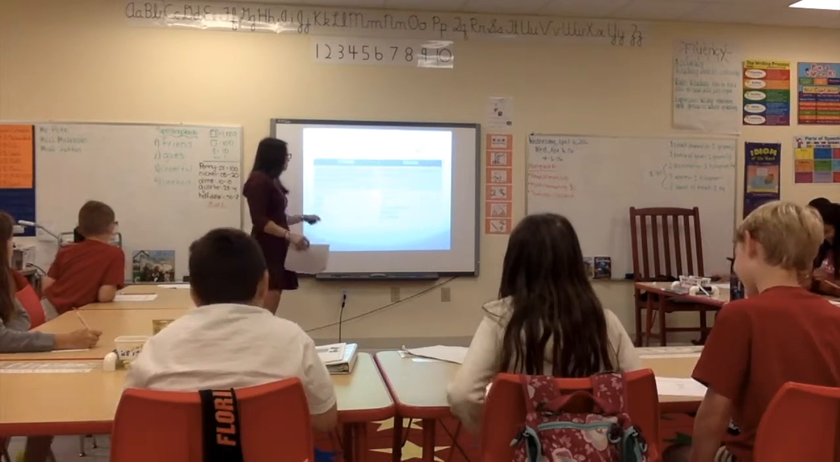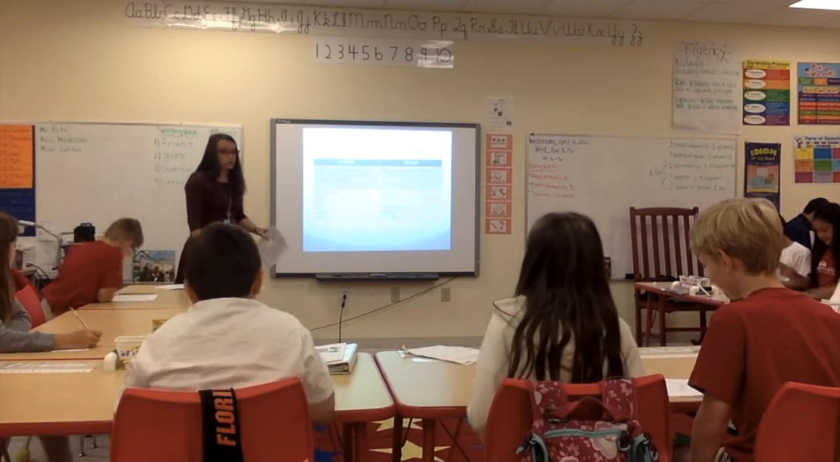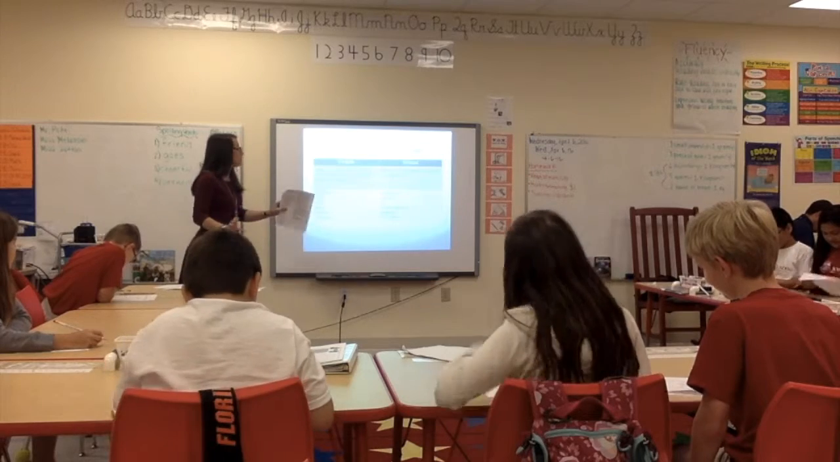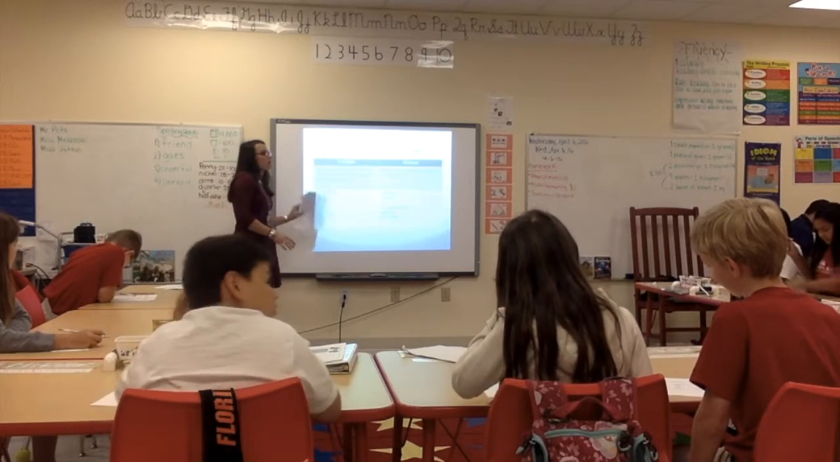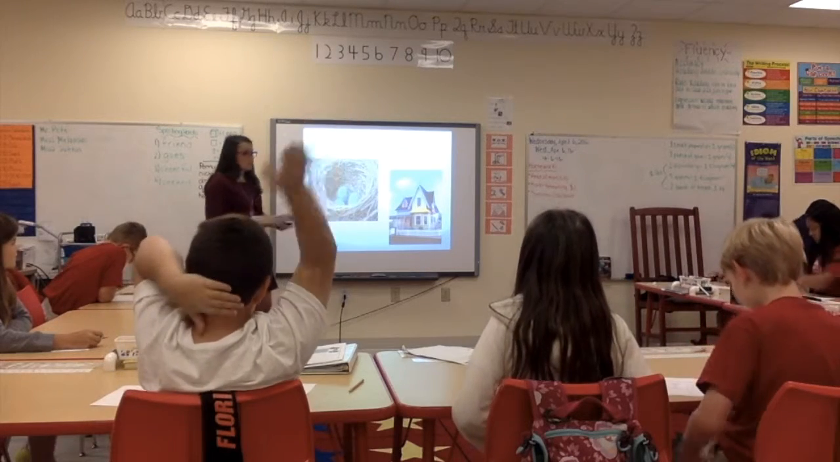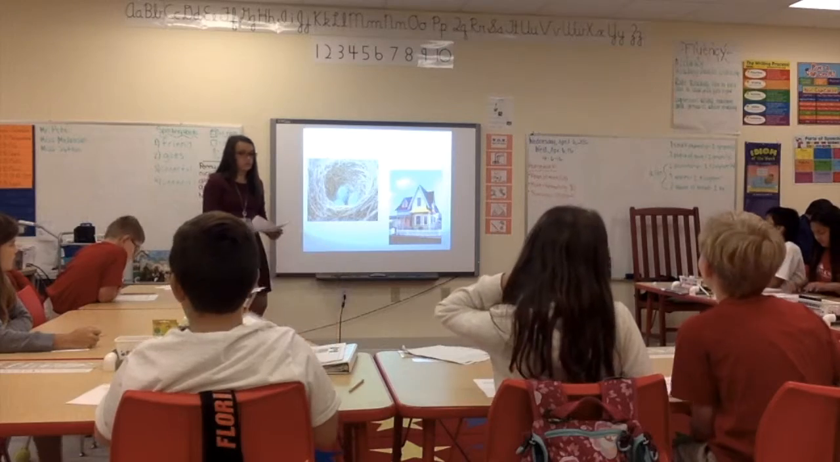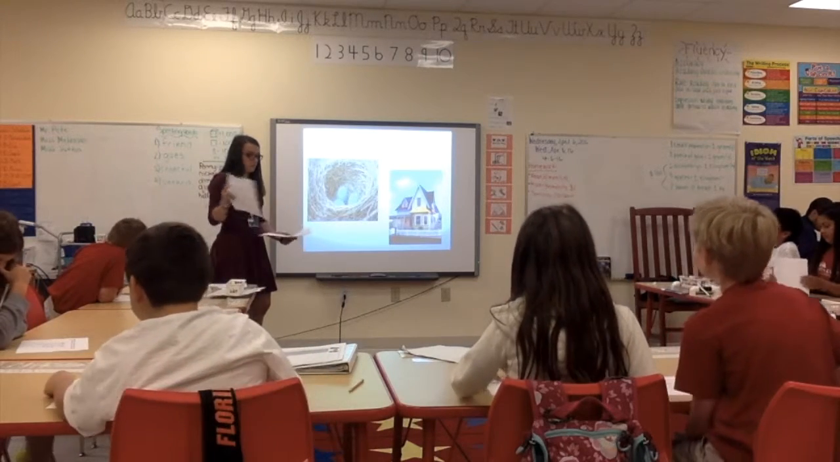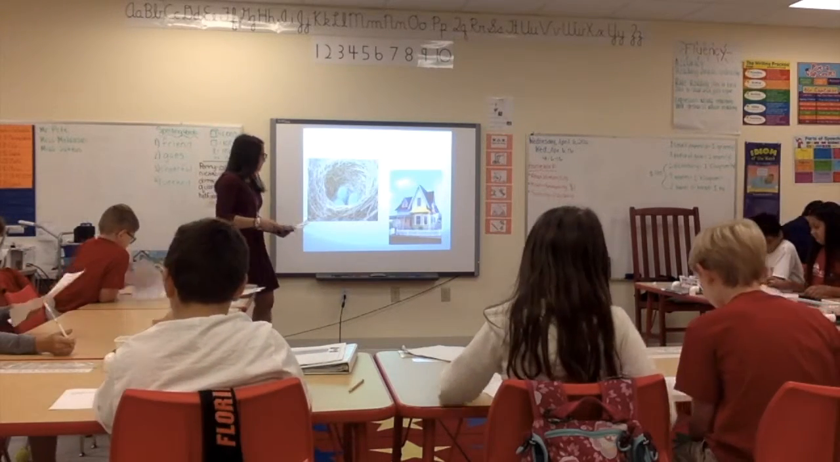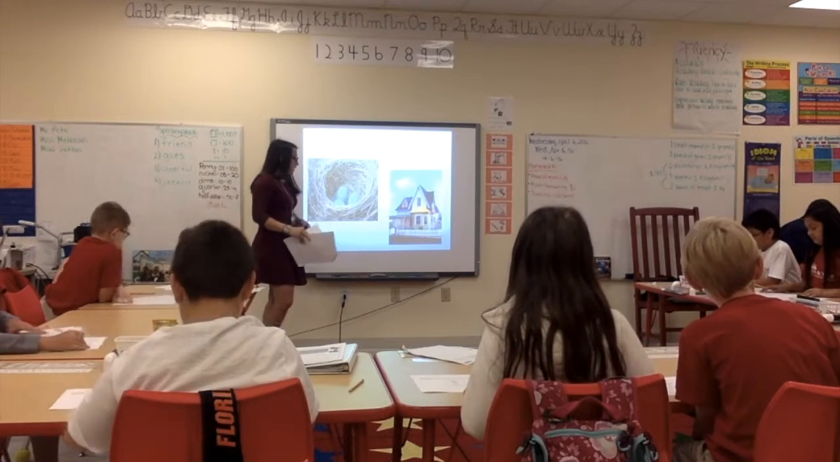So the first one I gave you has the clue words on it. They're words that you can look for when we're reading a paragraph to identify facts that you can compare and contrast. So together we're going to do the paragraph that I gave you. It's called Nests and Houses. Alright? So look at the second page.